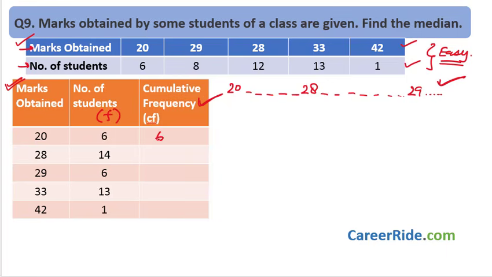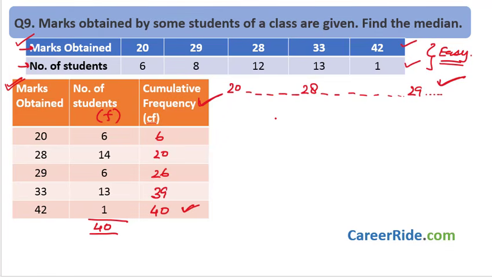This is 6. 6 plus 14 becomes 20, right? 20 plus 6 is 26. 26 plus 13 is 39. 39 plus 1 is 40, right? Cumulative frequency. And if you add the data in the second row also, you will find 40, which means we are talking about 40 students here. It means the data set has 40 items, which is an even number of items.